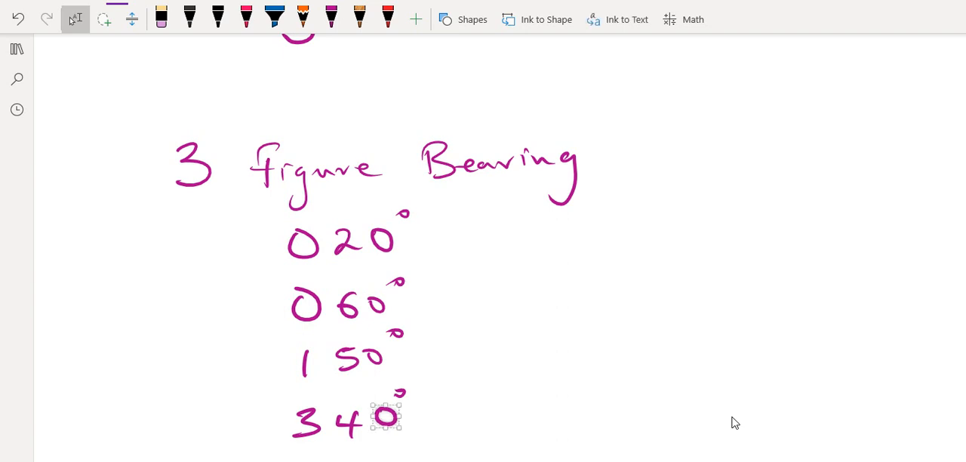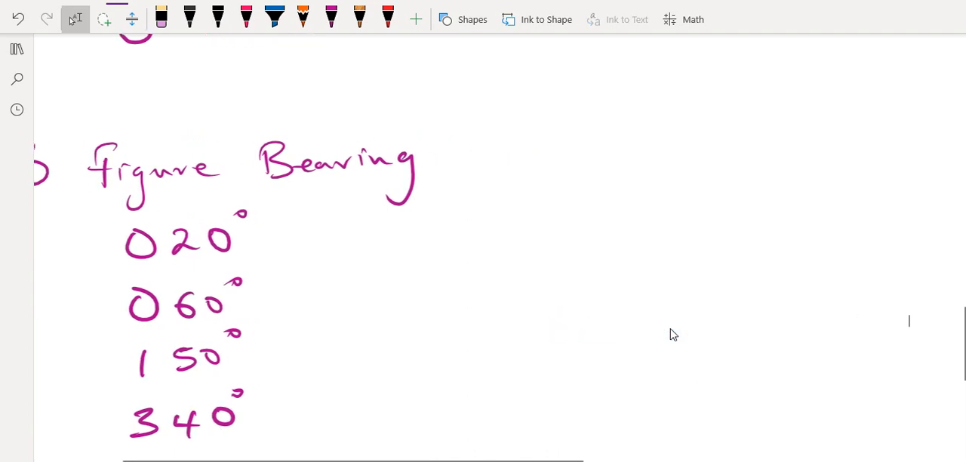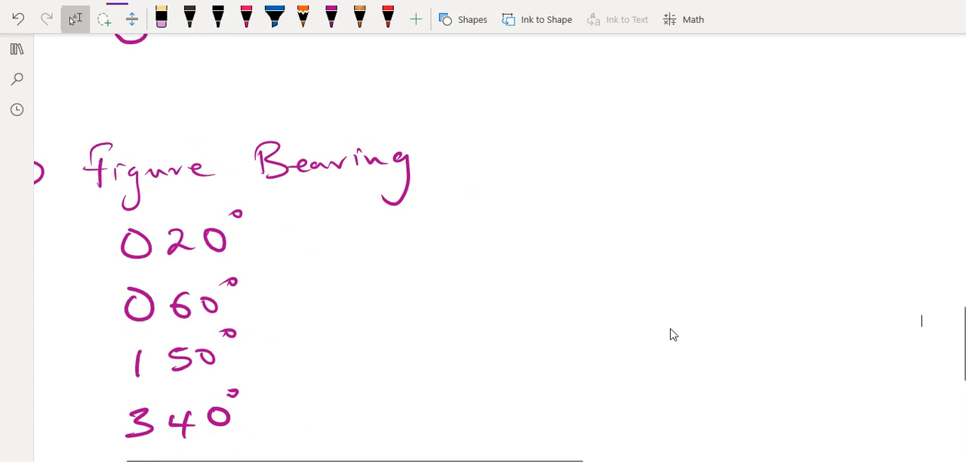You'll be having various angles of this nature. They will all be in 3 figures. That's why it's called 3-figure bearing.